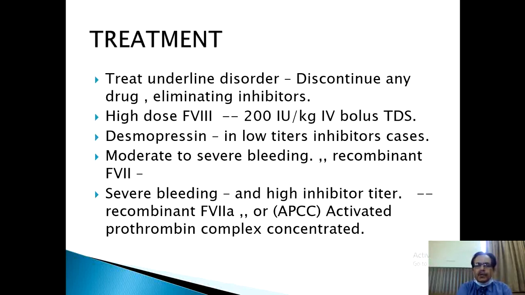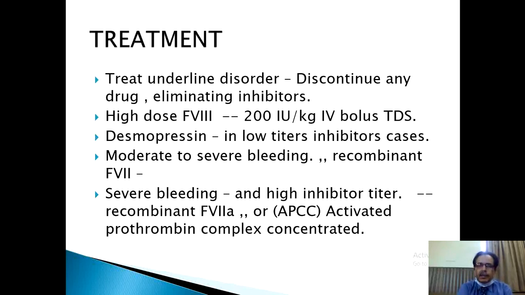Then high doses of factor 8, starting with 200 international units per kg IV bolus, and then given TDS. Desmopressin, as usual, is also used in hemophilia B. It is also given in acquired hemophilias in low-titer inhibitor cases, and in moderate to severe cases you have to add recombinant factor 7. Remember, factor 7 is also used in hemophilia B, and it is also used in acquired hemophilia.